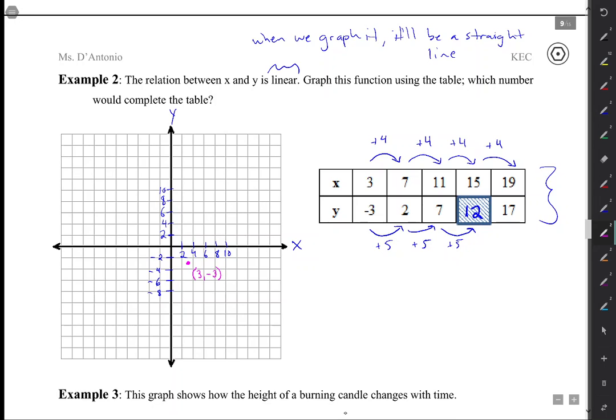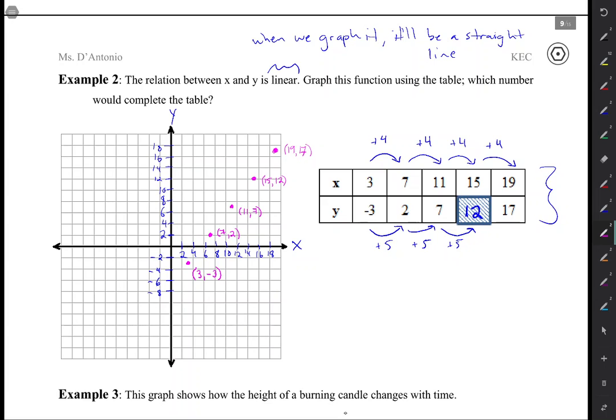And let's do the next one. We have x at 7, y at 2. So that would land right there. So we have 7, 2. Then we have 11 and 7. 11 and 7 would be here. And so on. So I'm going to continue graphing these or plotting these points, and then I'll cut back. There we go. So I plotted all of those coordinates onto the graph.